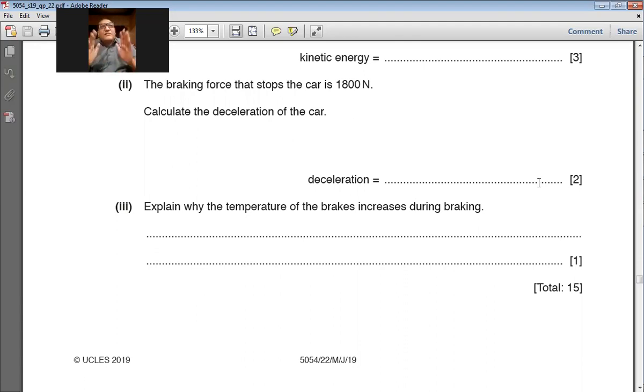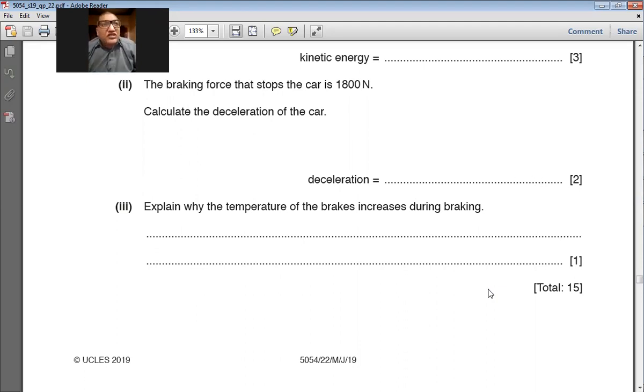So when the brake pads rub against the brake drum, there will be friction between both the surfaces, but still they try to move. And when you try to overcome that friction, what happens? The energy will be converted into thermal energy, heat energy. That's why the temperature of the brakes will rise.